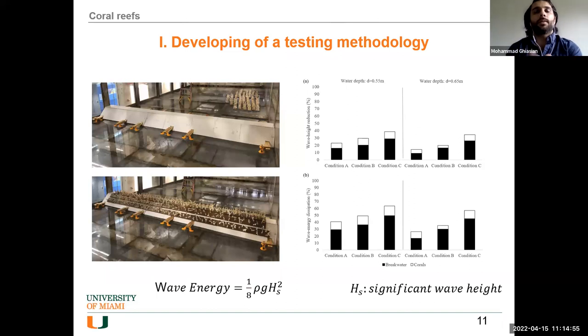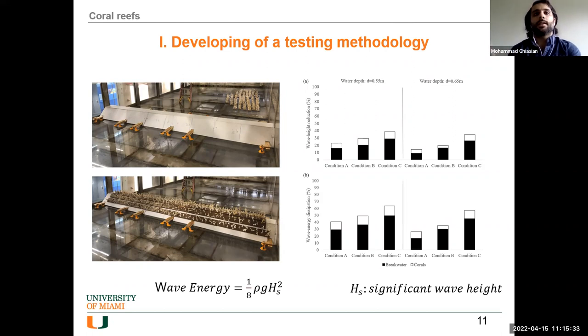So we had our testing conditions in two water depths, 55 centimeters of water and 65 centimeters of water. And then we did our experiments for the reef structure without any corals and then with adding the corals. The black bars are the contribution of the reef structure in the wave height reduction or the wave energy dissipation. And the white bar corresponds to the contribution of the corals, which is due to the bottom friction. So as you can see, all these parameters could be quantified.